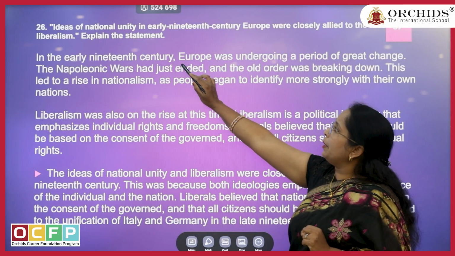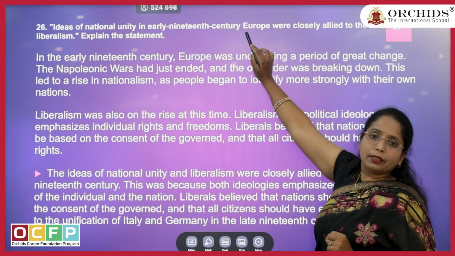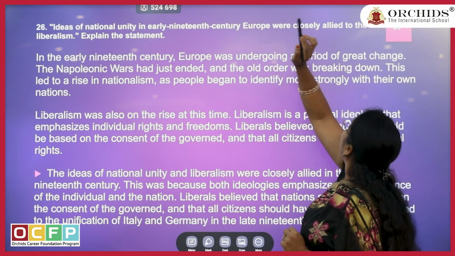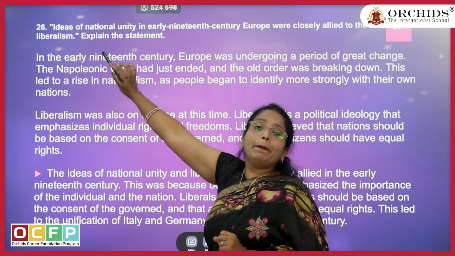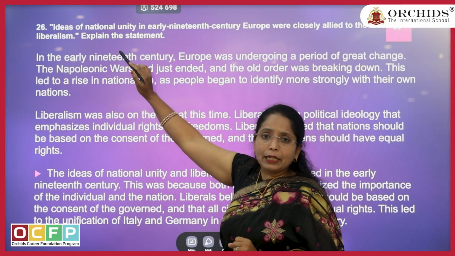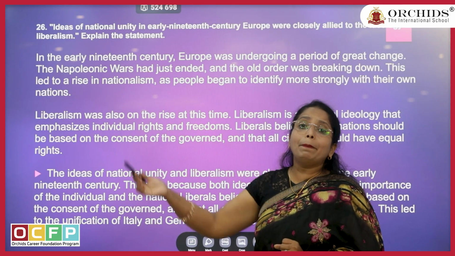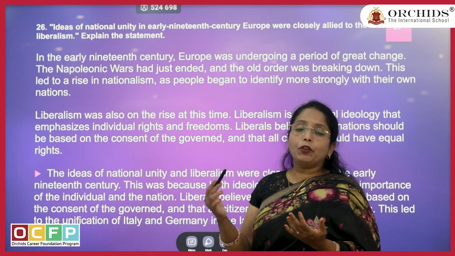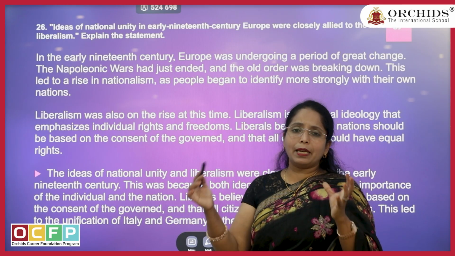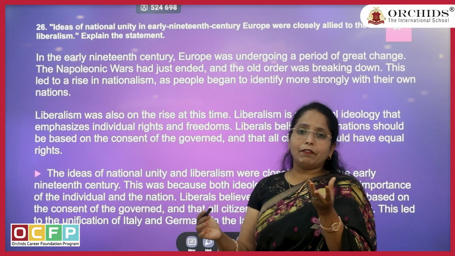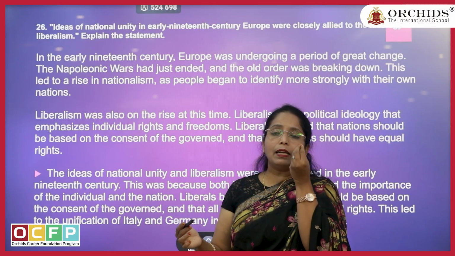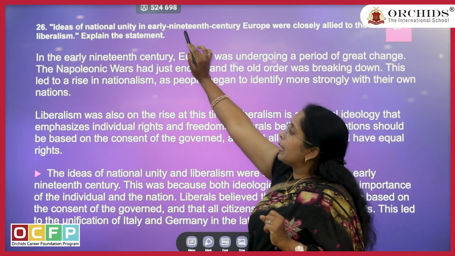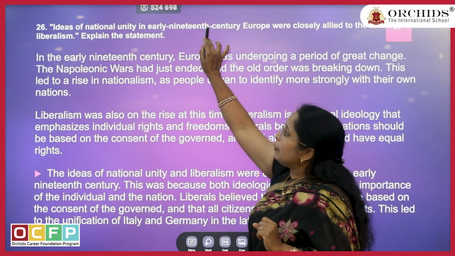Ideas of national unity in early 19th century Europe were closely allied to the ideology of liberalism. This is a history question, children. What was the ideology, tell me? It was liberalism, liberty for everyone. The countries of Europe were divided into small states, small princely states, while different kings and princes were ruling that area. But now, in this ideology, how is this statement useful?